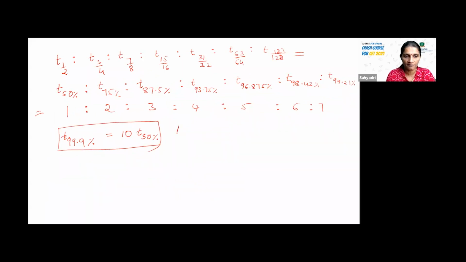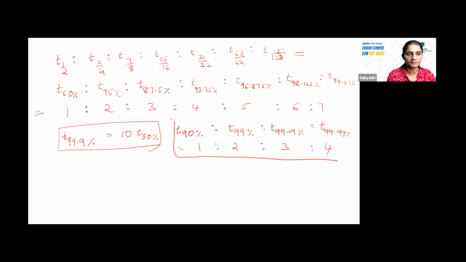Then one more I'm giving. T 90% is to T 99% is to T 99.9%. You just go on adding 9s. T 99.99% is equal to 1 is to 2 is to 3 is to 4. This is another shortcut to solve the questions.